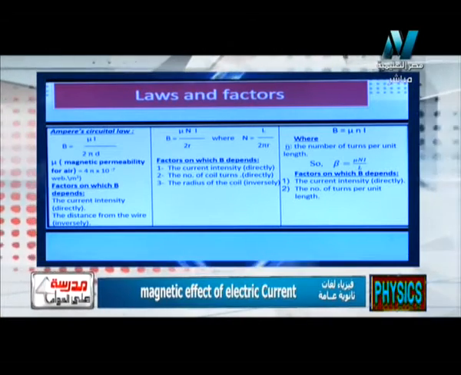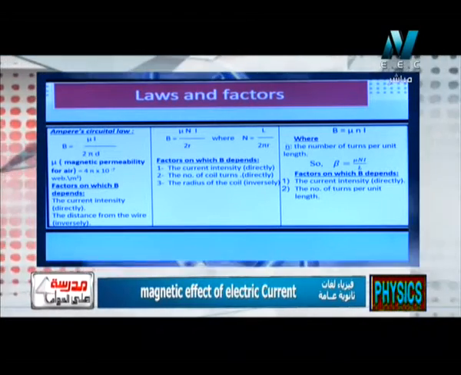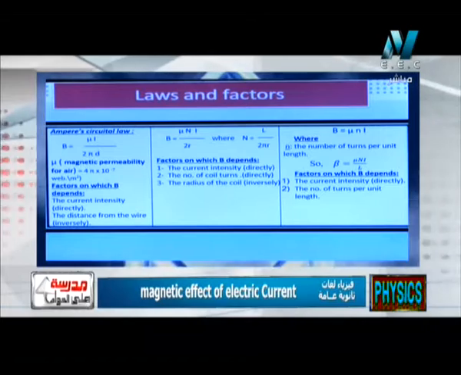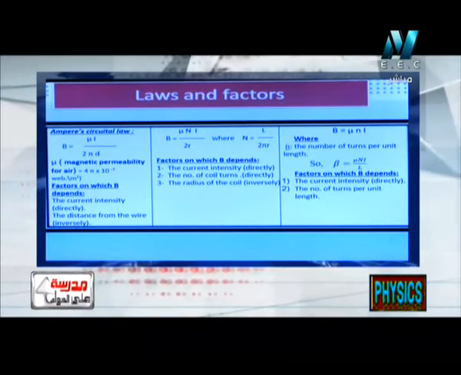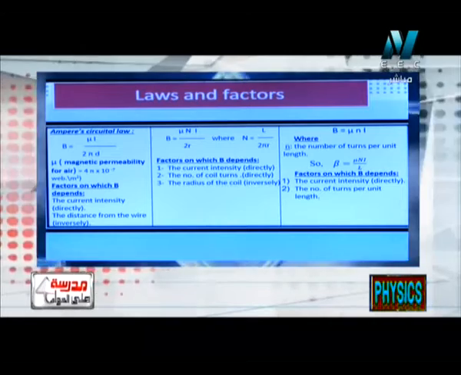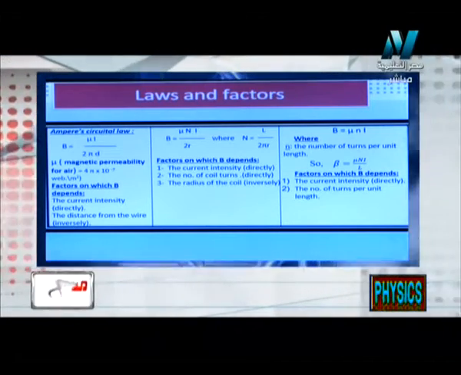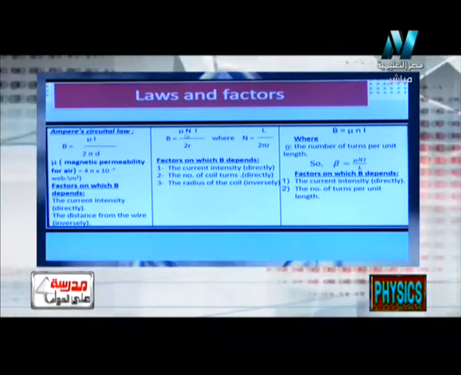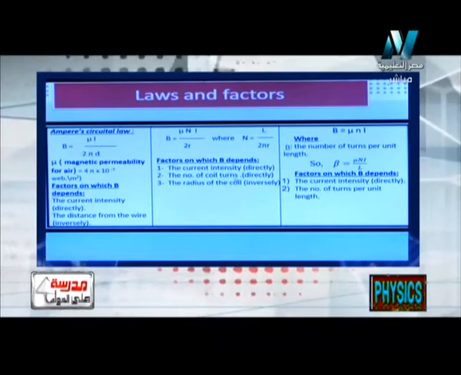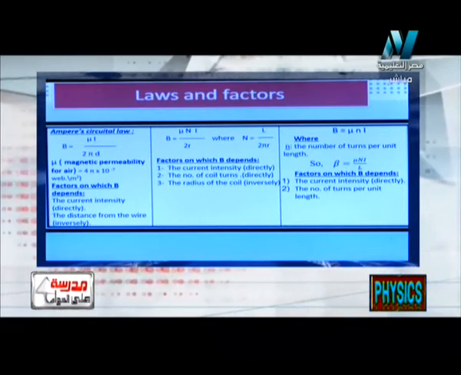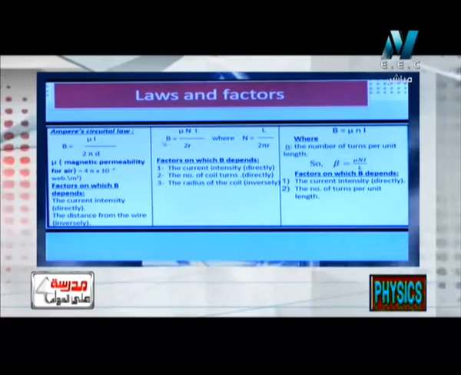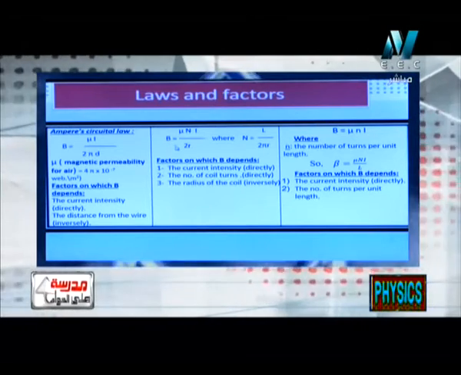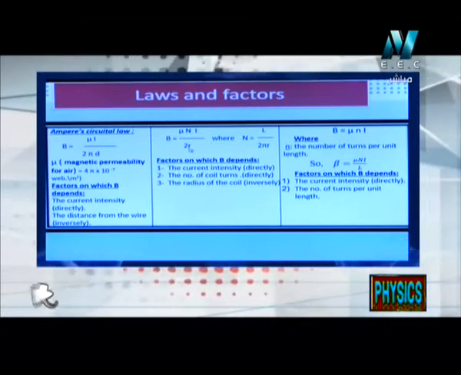Of course, beta here is directly proportional with the current intensity, here from the rule. Then, beta also is directly proportional with n. n is the number of coil turns. Of course, beta is directly proportional with n and directly with I. But here, beta is inversely proportional to what? To the radius of the coil.